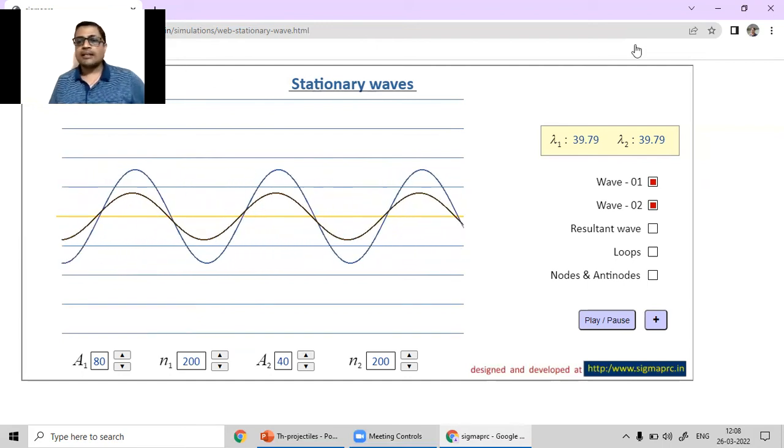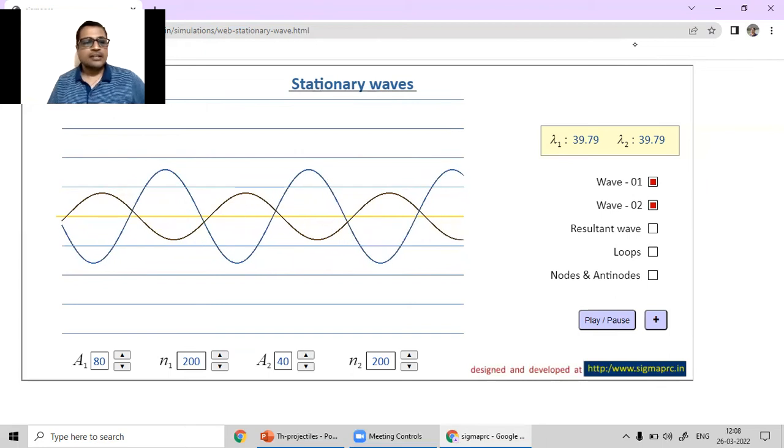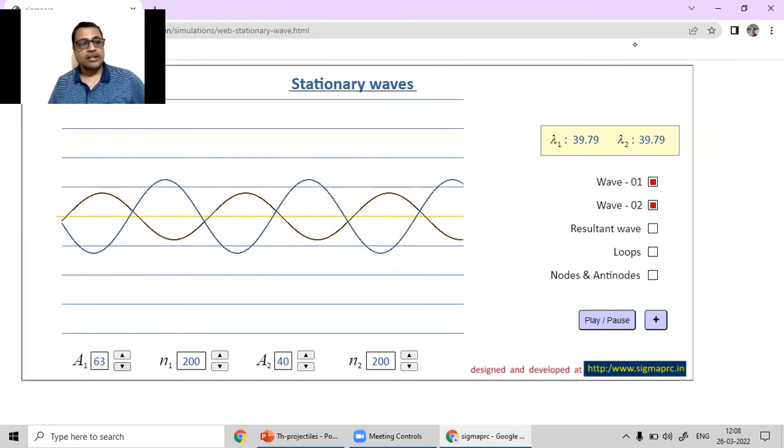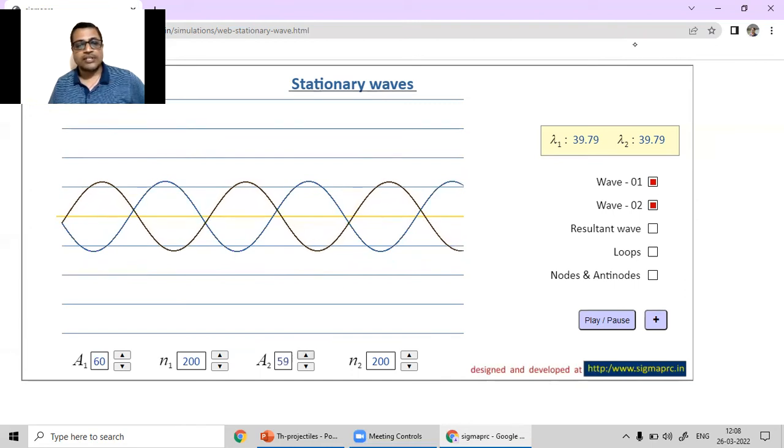Then another condition that we come across is that the frequency has to be same. Let us see what happens if the frequency is not same. Let us bring this back to 60 and bring this one also back to 60 so that the amplitudes are same, because we can't play around with more than one variable at a time. Otherwise, whatever change has happened, we will not be able to figure out why this change has happened.